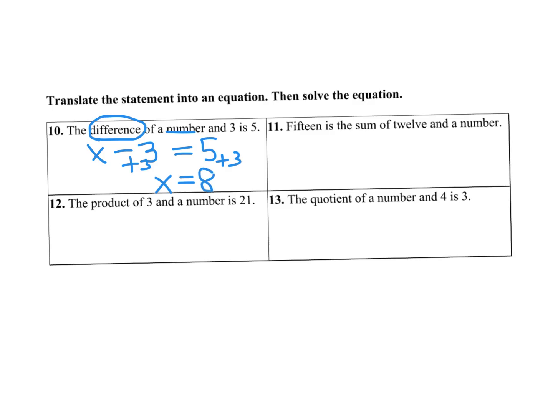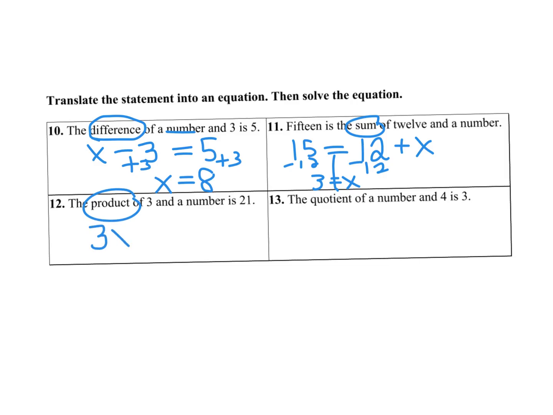That's all right. Okay, the sum is adding. 15 is the sum of 12 and a number. And then to solve this, I want x by itself. So I'll subtract 12 from both sides and get 3. Product is multiply. So we have the product of a 3 and a number is 21. To solve it, we would divide both sides by 3 and get 7.